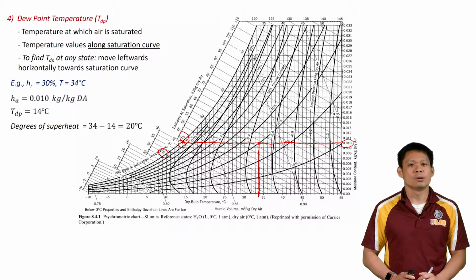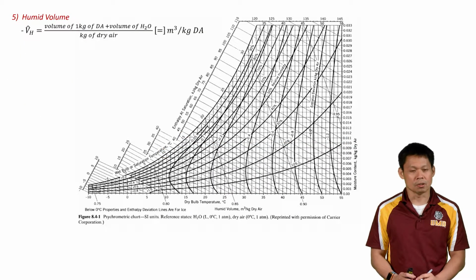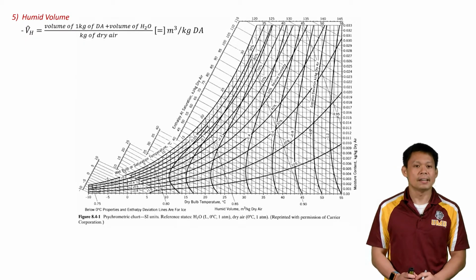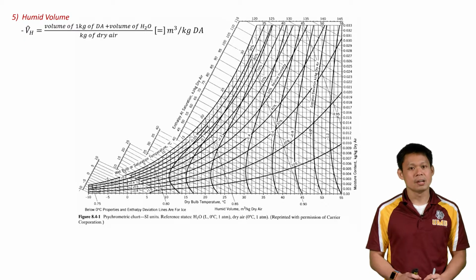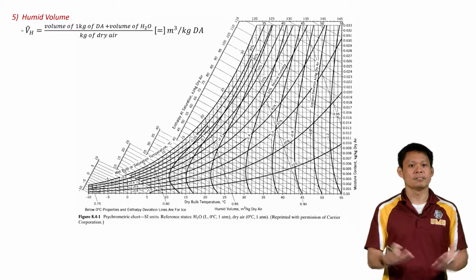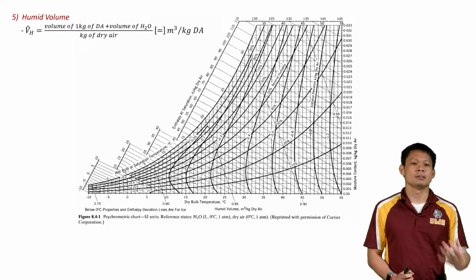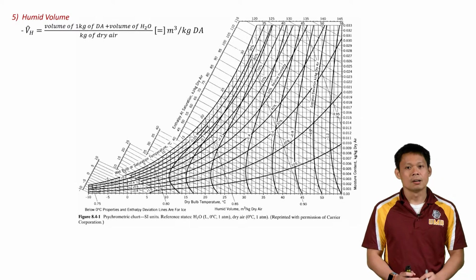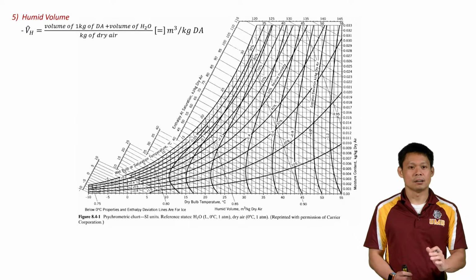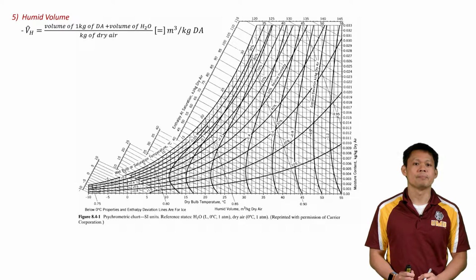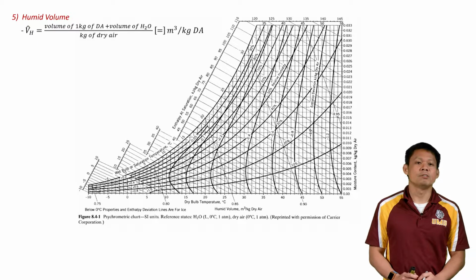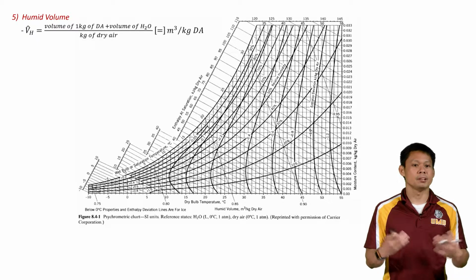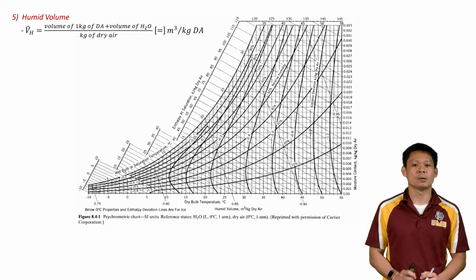All right, now let's move on to our next intensive variable, which is our humid volume. The definition of humid volume is the volume of 1 kilogram of dry air plus the volume of water vapor that's in that kilogram of dry air, per kilogram of dry air. So what you're going to realize in the humidity chart is that all the variables are going to be given on a basis of per kilogram of dry air. And that's going to be important when we look at the enthalpy values and actually use it in our material balance calculations. So the units of humid volume would be meters cubed, so the volume occupied by the dry air and the water vapor per kilogram of dry air.